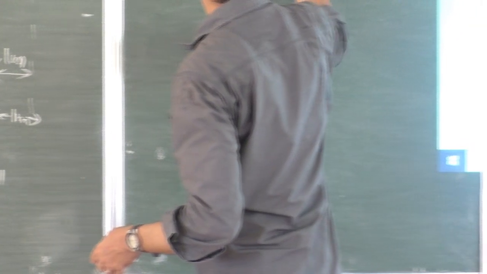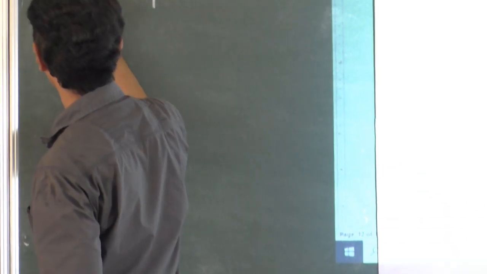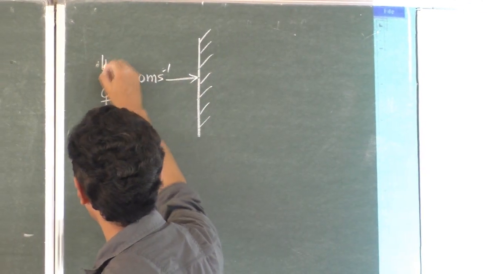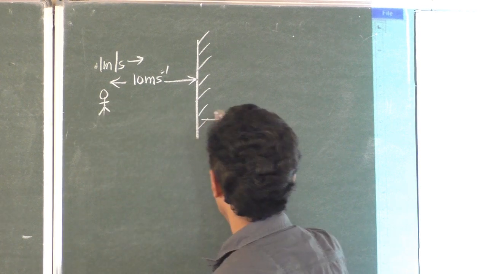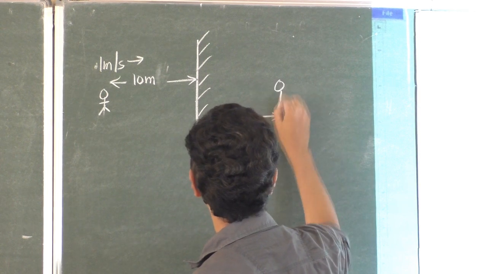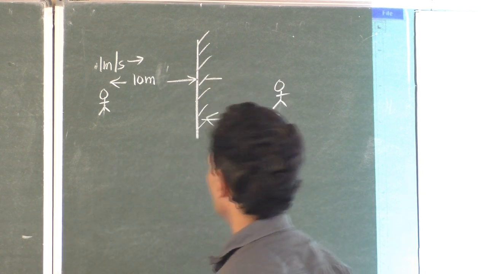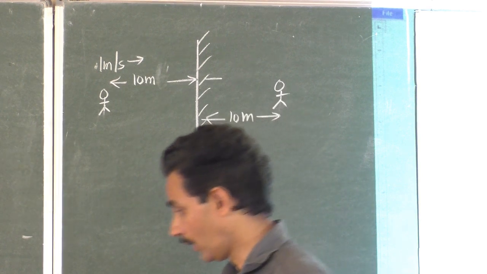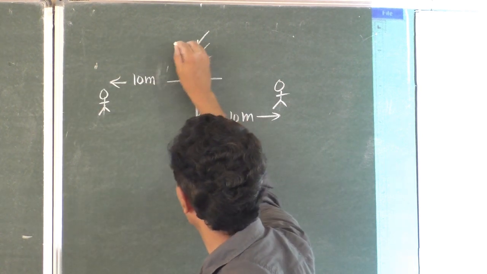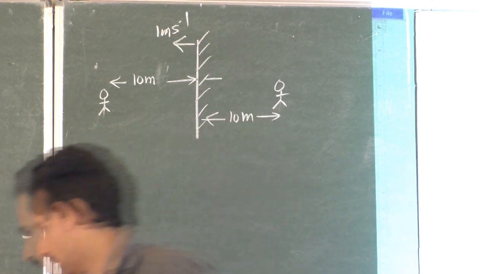Let us see the situation. You can take the same situation and analyze it. I am standing at a distance of 10 meters from the mirror, and the image is also at a distance of 10 meters. Now, not the person running, sorry, it is the mirror running. Suppose the mirror moves with a speed of 1 meter per second towards the object.